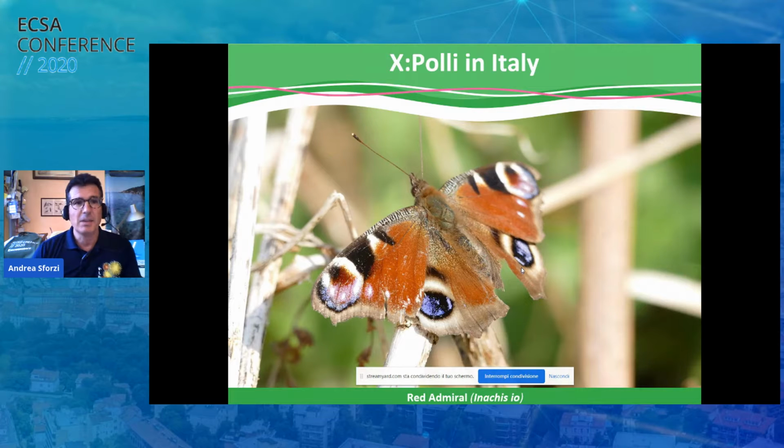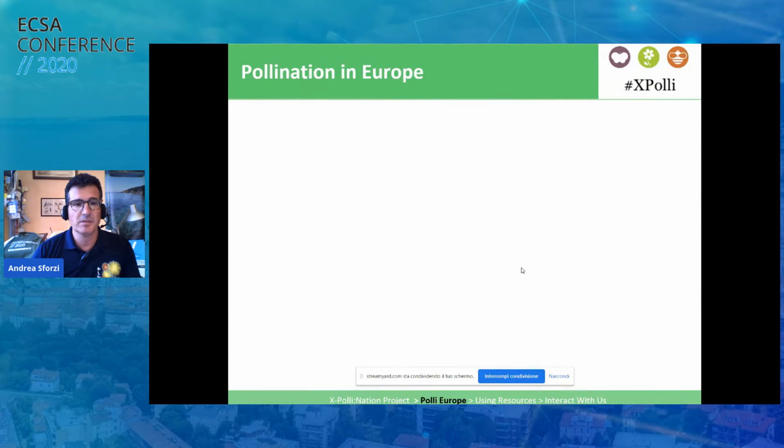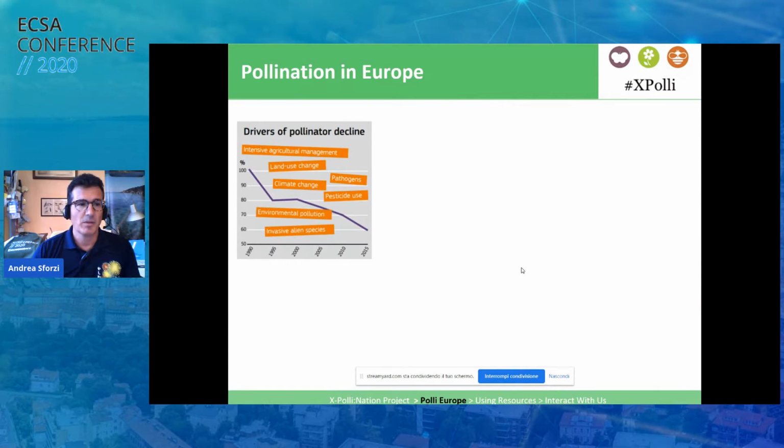Pollinators and their habitats are disappearing due to several factors. Among the most important are the intensive agricultural management, land use change, climate change, but also pathogens, pesticide use, environmental pollution, and also invasive alien species.